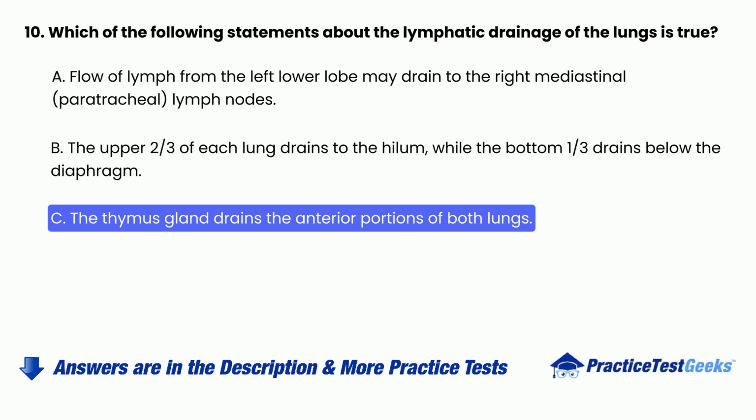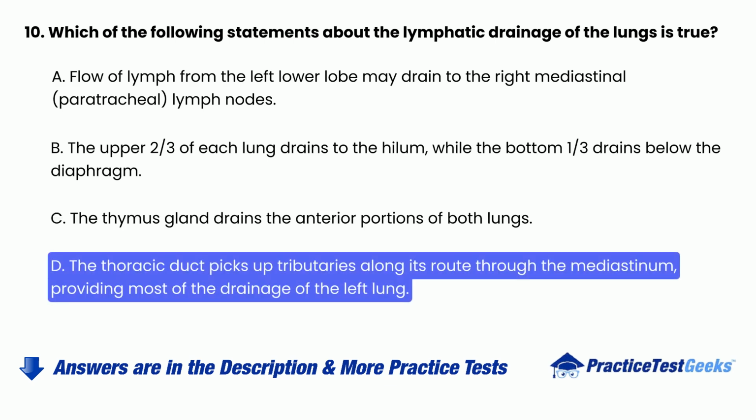C. The thymus gland drains the anterior portions of both lungs. D. The thoracic duct picks up tributaries along its route through the mediastinum, providing most of the drainage of the left lung.